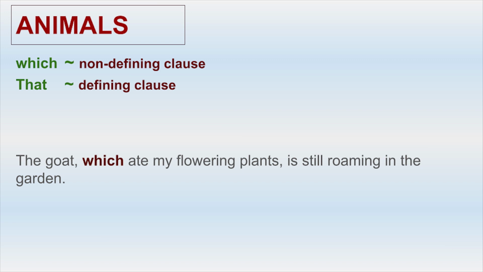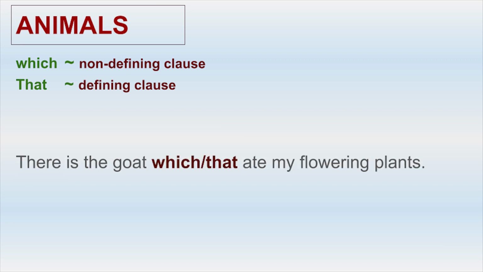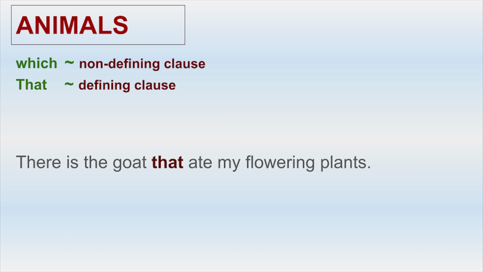Our next sentence is, there is a goat which or that ate my flowering plants. Which or that ate my flowering plants is the defining relative clause, so we may eliminate which. Which is used only in non-defining relative clauses. So our sentence is, there is a goat that ate my flowering plants.